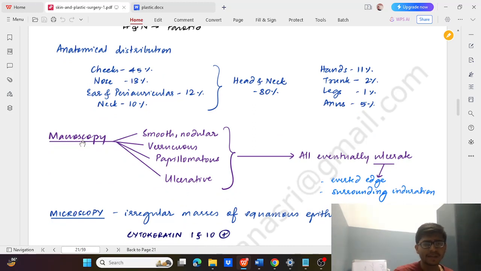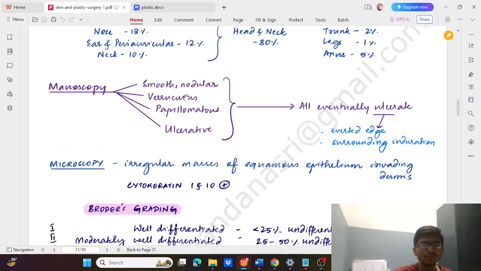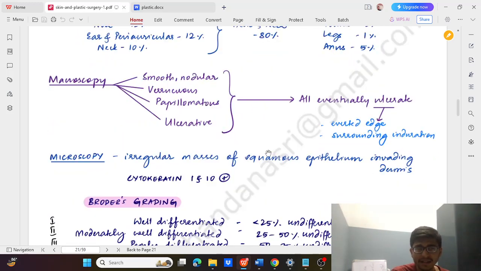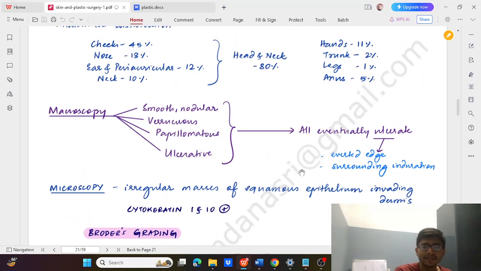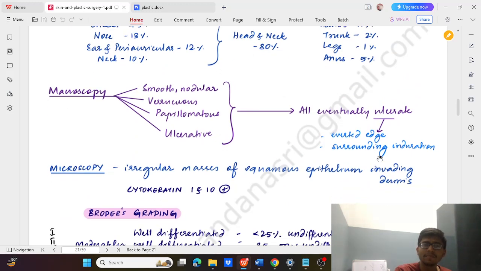Then we come to macroscopic features. These appear as smooth and nodular, verrucous like cauliflower like, papillomatous, like a papilloma, or ulcerative, that could be due to squamous cell carcinoma, and over time all these lesions ulcerate and have an everted edge with surrounding induration. We have to differentiate it from the pearly lesion in basal cell carcinoma, which is most common. Here it will be everted edge, but it will not be pearly.